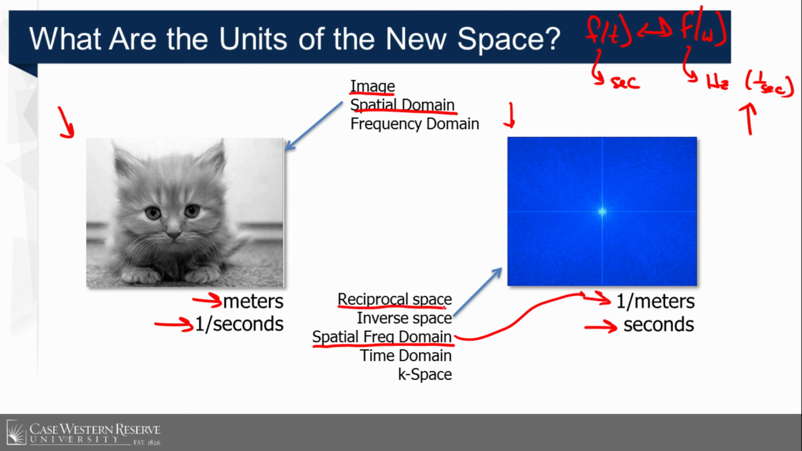So you may hear reciprocal space or inverse space for this right-hand side representation. As I alluded to before, we can think about this right-hand side as having units of seconds, and this left-hand side as having units of 1 over seconds. And so if we use this sort of notation and units, then our right-hand space will be called the time domain, and the left-hand space will be called the frequency domain.